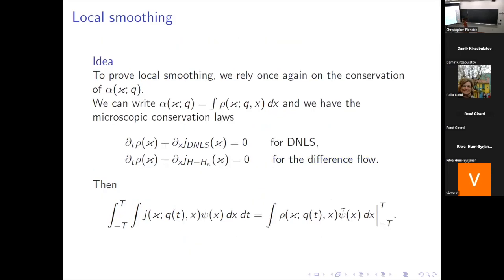So a little bit about how we prove local smoothing. Once again, we have to use our new conservation laws, alpha. But instead of the original form that we saw earlier, we have to use a microscopic version of these conservation laws. Like this, we have one for DNLS and one for the difference flow. And then we multiply by... So alpha was this Fredholm determinant? Yes, well, it was the logarithm of the determinant. Okay. So we need to use this microscopic conservation law, but once again, alpha is the key to proving local smoothing.